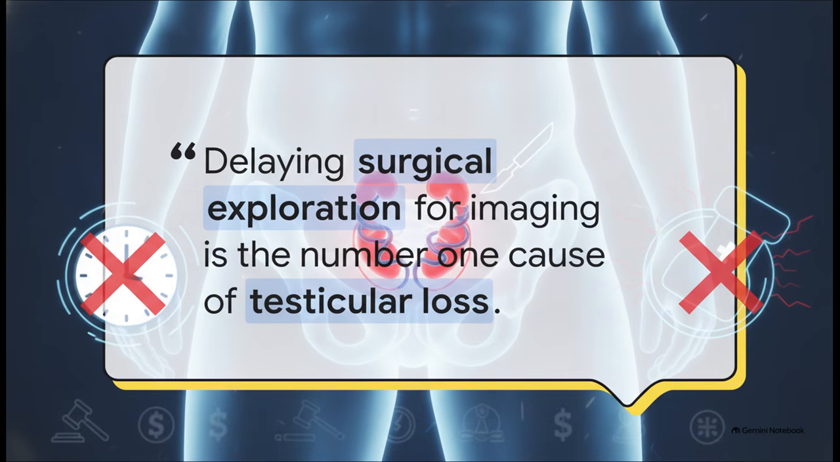The guidelines clearly warn us about this. Delaying surgical exploration for an imaging scan in a high-probability torsion case is actually the number one cause of testicular loss. And, as you might guess, it's the number one cause of medical legal claims in these cases too. If your clinical suspicion is high, that patient belongs in the operating room immediately.